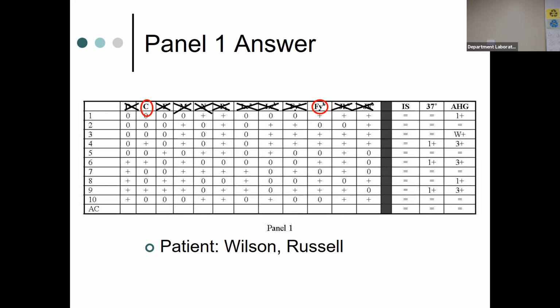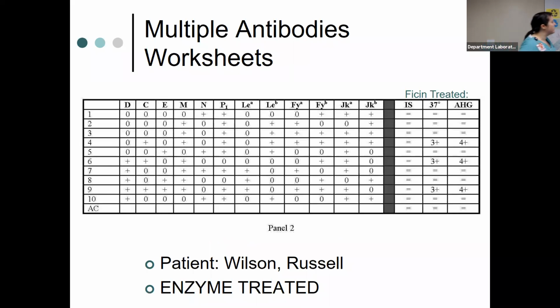So the enzyme treatment is just a further, what's the right word? Confirmation, yeah. And in this example, it really demonstrates the strengthening of your Rh after enzyme treatment.